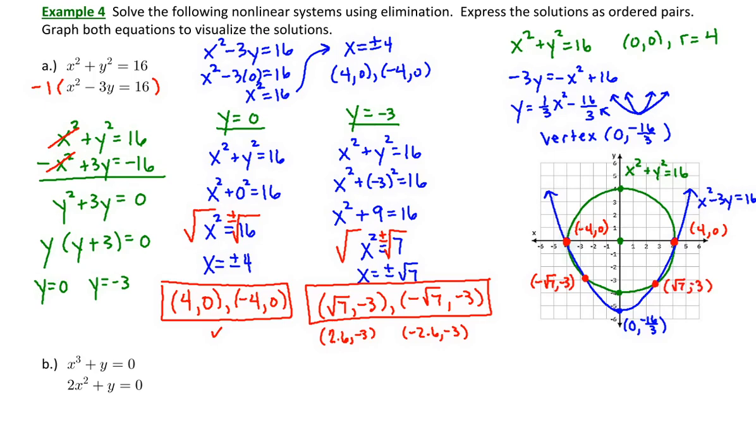So we can see that the circle and the parabola intersect in 4 points. It's difficult to read them accurately off the graph, but our algebra is reliable, so we know the algebra gives us the exact intersection points of those curves.